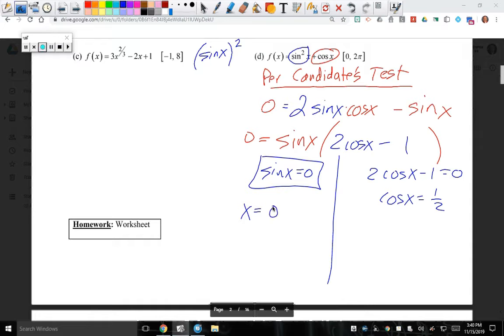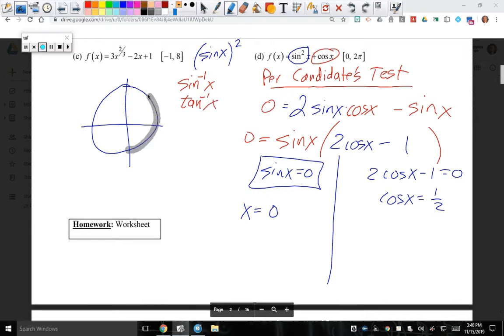Let me ask you. What did I tell you the range was for arc sine and arc tangent? Negative pi over 2 to pi over 2. Remember that? Yeah. And then arc cosine was here to here. Which one are we doing? Arc sine. So what answer should I put? 0, pi, and 2 pi. Because of attention to detail.